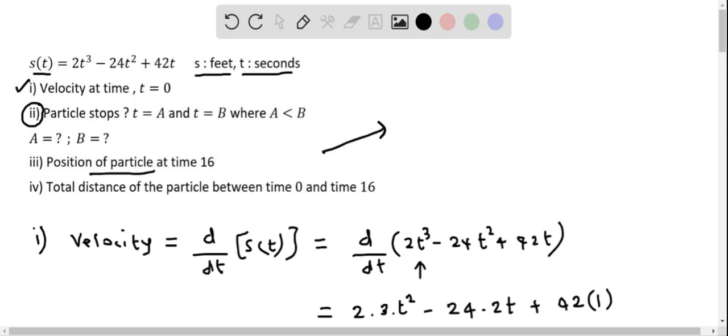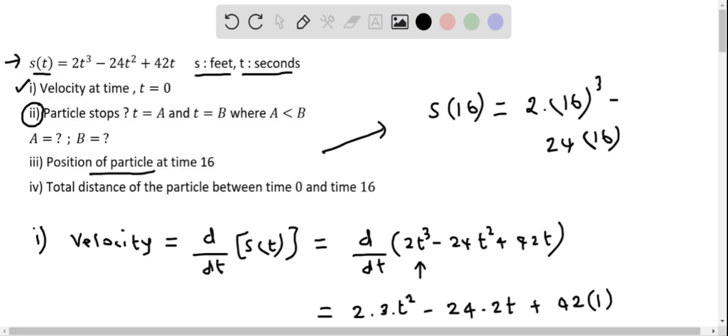We have to find the position of the particle at time t = 16, which means we can essentially use the position function. So we have to plug in t equal to 16 into the position function equation, and when we do that, I'll be getting s(16) is equal to 2 times 16 cube minus 24 times 16 square plus 42 times 16. And when we simplify this, we'll be getting 2720. And this is in feet, because the position is measured in feet.